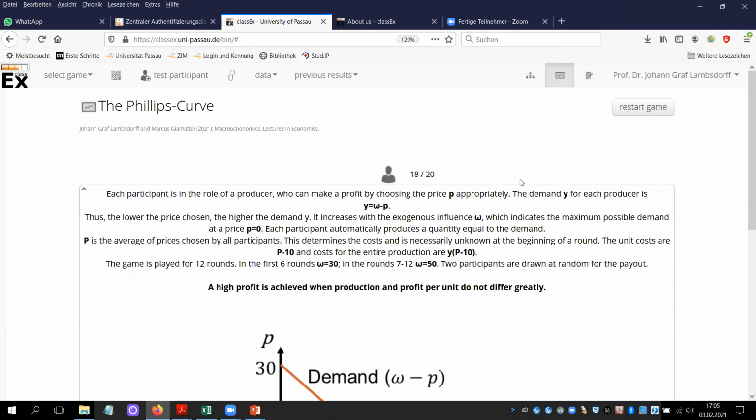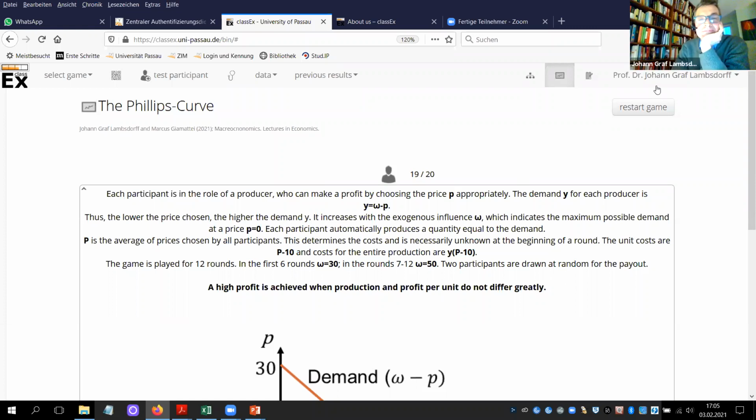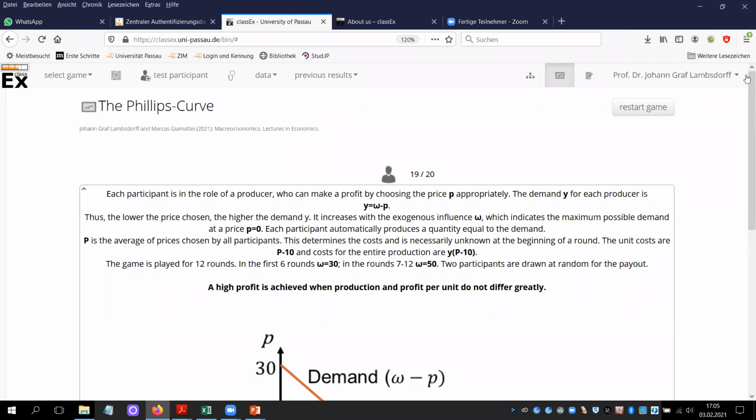While we are waiting, is it possible to ask a question? Okay, yes. My name is Natalia. What is the intuition behind having cost depend on price? That cost is price minus 10. Like how does it relate to the real world?